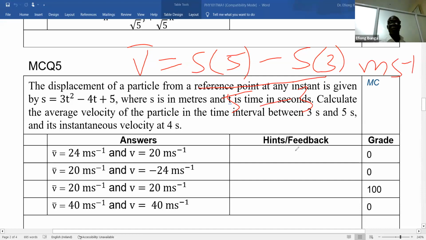The distance moved, to find it, what you do is that you substitute 5 for each of these. 5 squared, 25, times 3, 75. Then 5 here, 20, like that. That's how I got all of that. Then divided by the time taken. So that gives you the first part. Does it make sense? Yes, sir. So that's the average velocity.